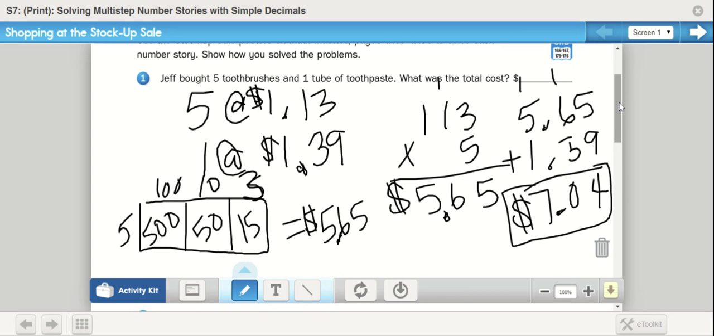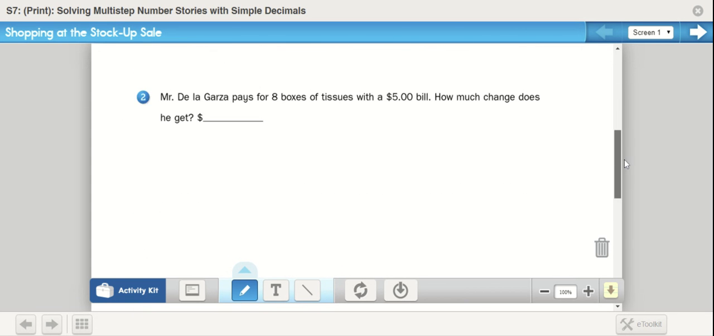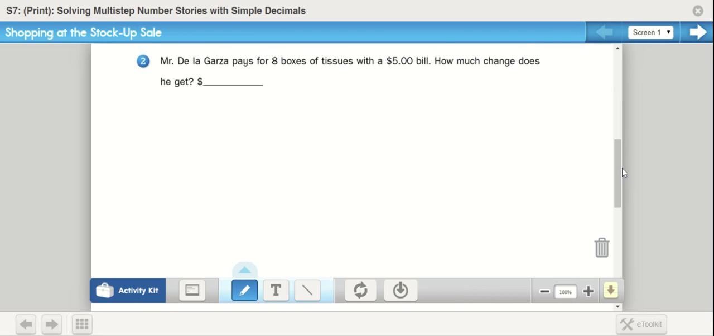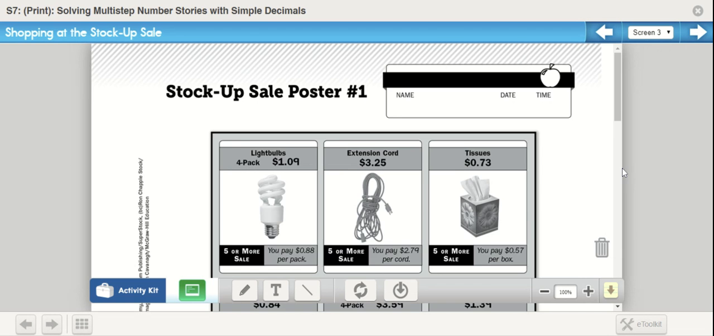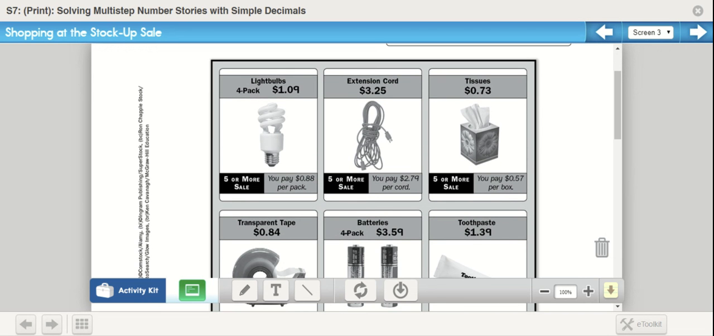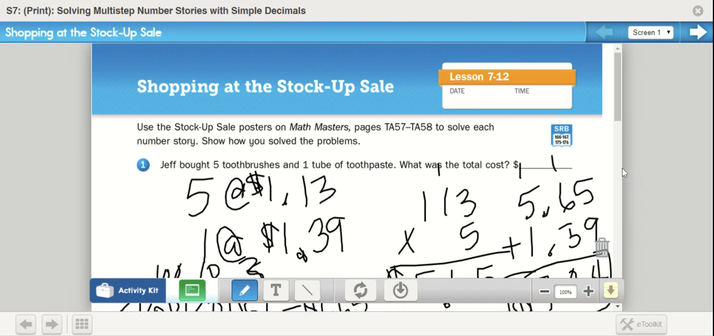Okay. So your next problem, this isn't going to be really a true you do because you guys don't have these sheets. So I'm going to help you get it set up and then I want you to solve it on your own, okay? So Mr. De La Garza pays for 8 boxes of tissues with a $5 bill. How much change does he get? So let's see how much the tissues are. Tissues are 73 cents, but if you buy more than 4, they are 57 cents per box. So you're going to try to solve that here.